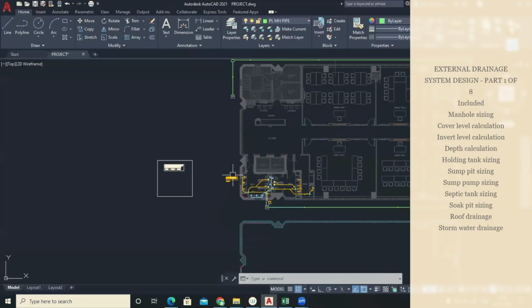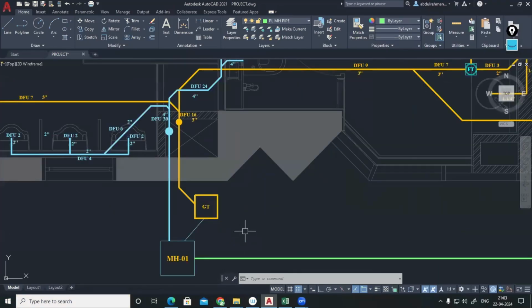Last session of plumbing, okay, we made this one.